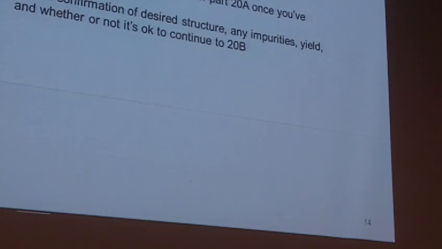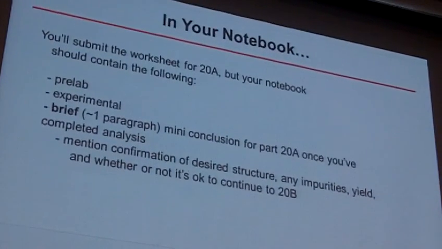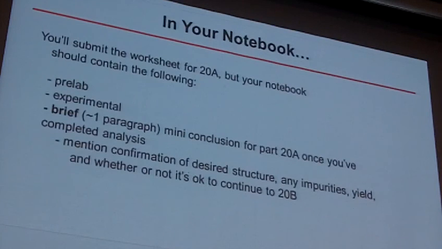A couple other things. You'll submit the worksheet for 28, but in your notebook, here are a couple of things to be sure you have. Your pre-lab, which hopefully is old hat by now. Your experimental, also old hat by now. Then the last thing: once you've looked at all your data and it looks good, there might be a little bit of ether still in my reaction, but otherwise it looks like I made the product and it's nice and clean.